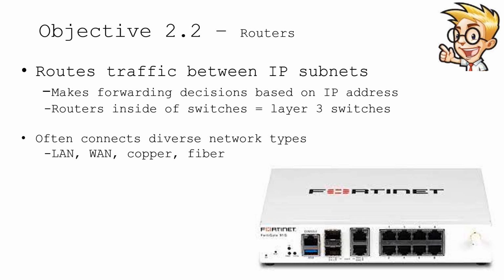Although routers can certainly connect IP subnets that are using the same topology, it's also common to use routers to connect different types of networks together. For example, the interfaces on a router might connect LAN, WAN, copper, and fiber connections all in one single device.